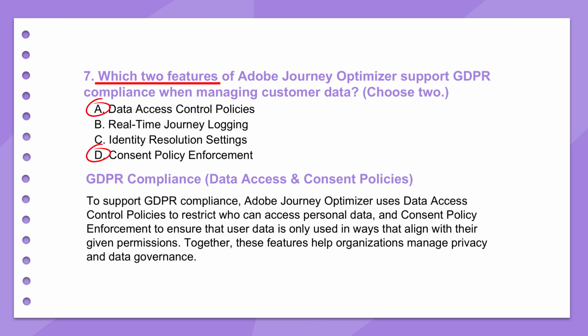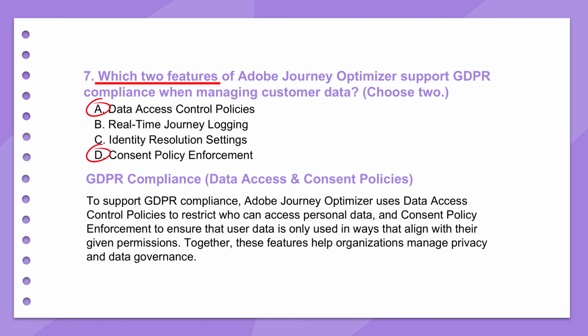Consent policy enforcement is about making absolutely sure you're always respecting the permissions that users have given you. It ensures that you only send messages or take actions based on the consent they've explicitly provided. This is absolutely crucial for complying with GDPR and other privacy regulations popping up everywhere. It's definitely reassuring to know that these platforms have built-in tools to help manage data responsibly.